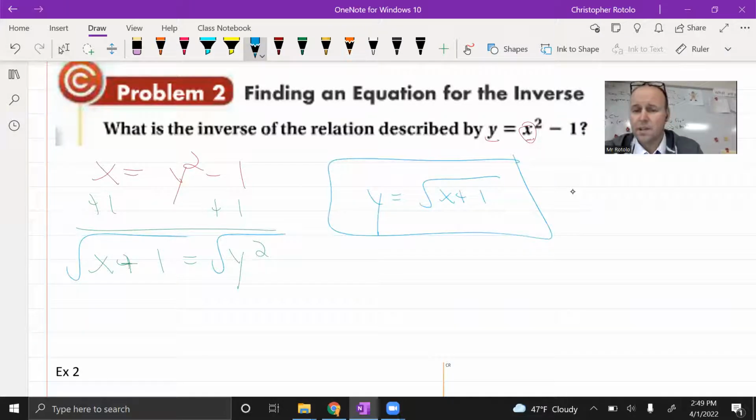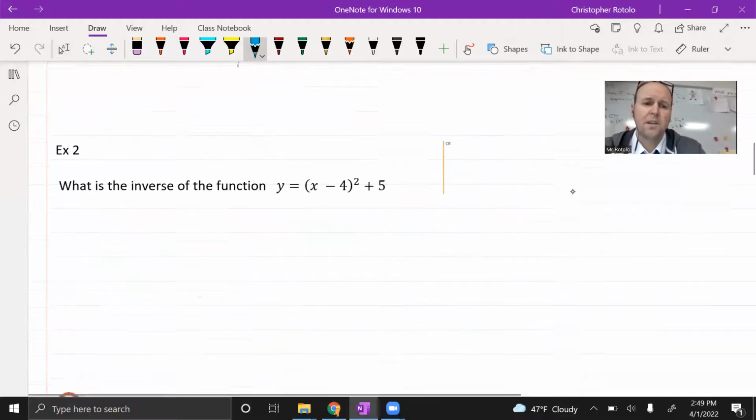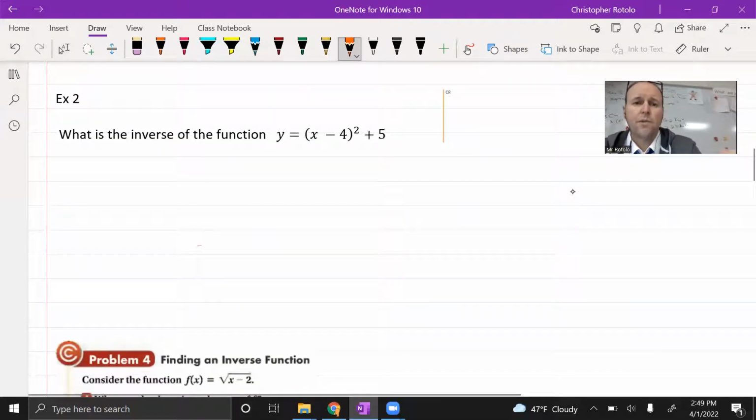I can prove it if I plug some values in and I get the inverse points: (a, b) goes into the original, I get (b, a) out of the other one. That's not something we have to do right now. I just want you to get this routine down. What's the inverse? Remember, the first thing is to switch x and y. x equals (y minus 4) squared plus 5.